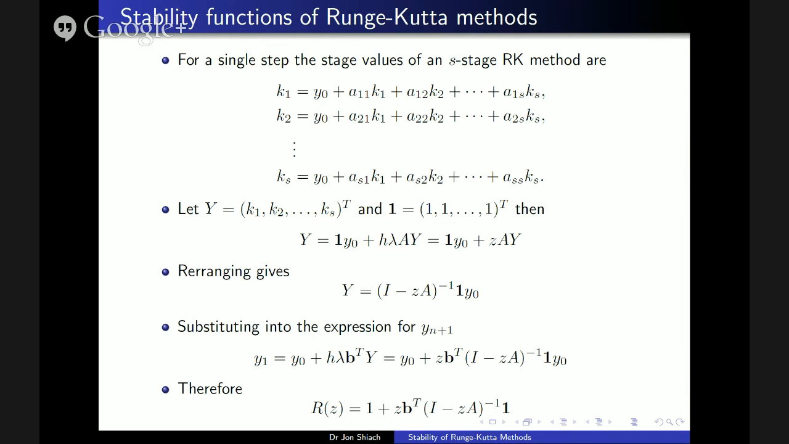Okay. This is for a general Runge-Kutta method. It doesn't matter whether it's implicit or explicit. What we're now going to do is look at how we calculate the actual function R(z) for explicit methods, and then we're going to look at implicit methods. It's actually very easy.